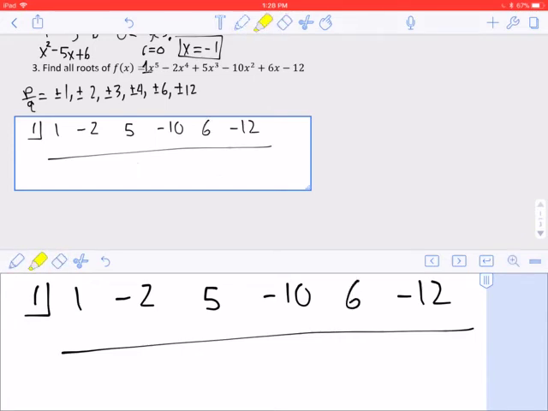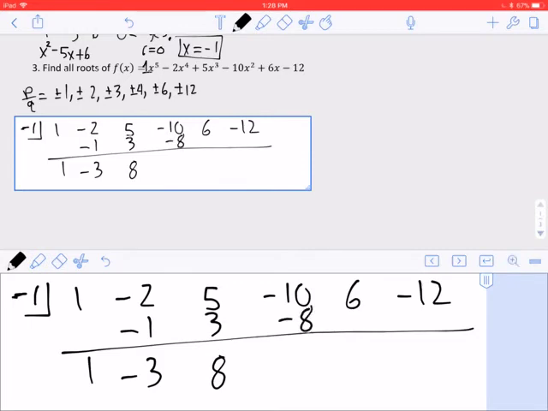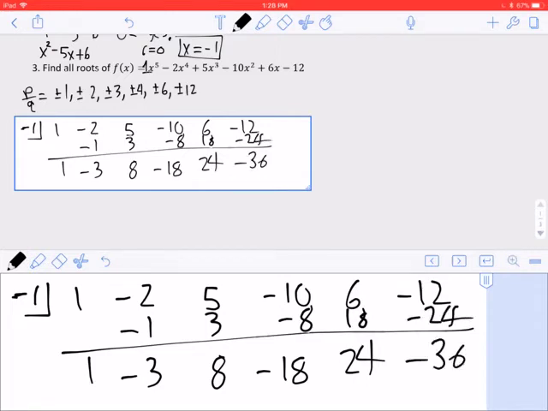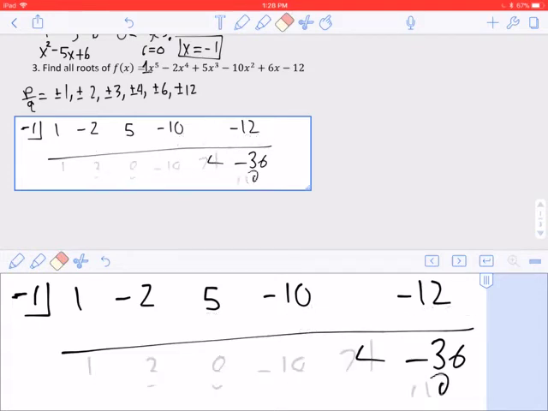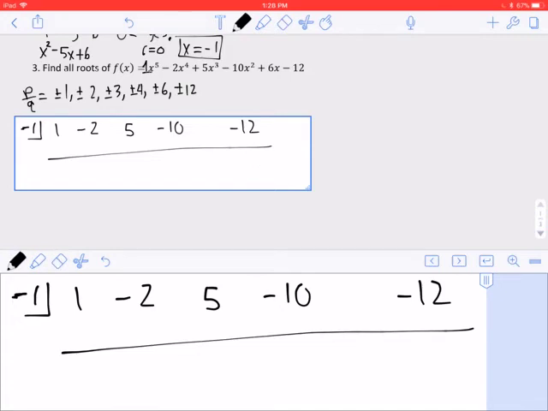And now we will test negative 1. 1 times negative 1 is negative 1. Makes negative 3. And then that makes 3, and that's 8. Negative 8. Negative 18. Positive 18. 24. Negative 24. Negative 36. So that's a no. As you can see, this can get a little bit tedious. But if you're able to do synthetic division, it's not difficult. It's just kind of obnoxious.